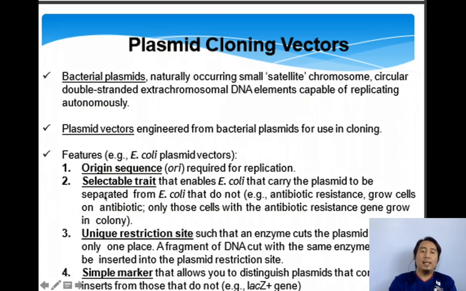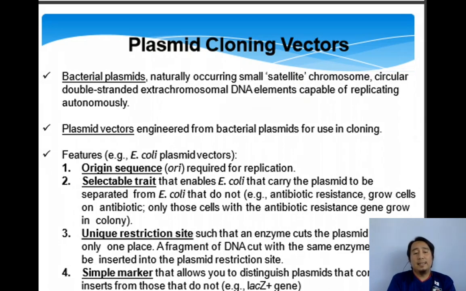And number two is a selectable trait that enables E. coli that carry the plasmid to be separated from E. coli that do not, for example antibiotic resistance. So ni tadi selective marker lah, selectable trait ni sama macam selective marker. And the third one is unique restriction enzyme sites. So dekat dalam vector tu tadi, if you remember, there is ada satu part, we call it MCS, multiple cloning site. So multiple cloning site is where restriction enzymes are placed. Okay, so kat situ lah, MCS tu lah adalah di mana restriction enzyme tu berada.